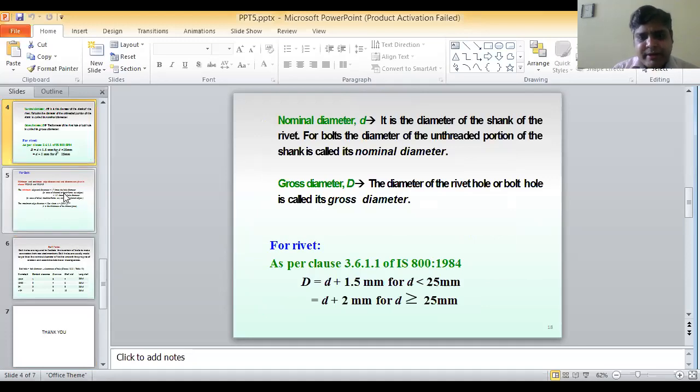Now, for rivet, as per clause 3.6.1.1 of IS 800:1984, hole diameter is equal to D plus 1.5 mm for D less than 25 mm, and hole diameter is equal to D plus 2 mm for diameter greater than or equal to 25 mm.